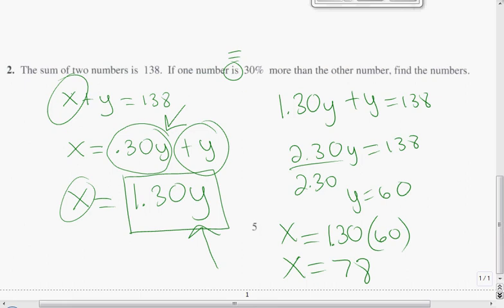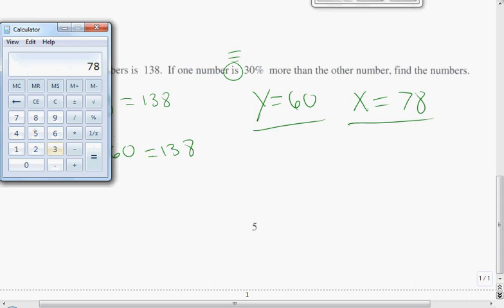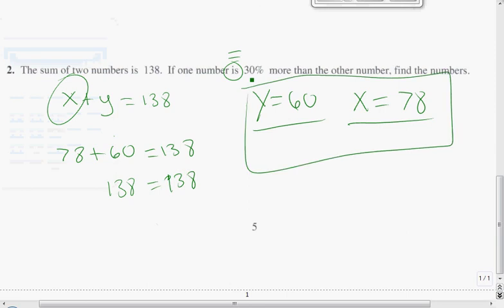Let's see if that's true. We're going to plug it into the equation to find out. Okay, so we said y is 60 and x is 78, and we're going to add them to see if we get 138. So 78 plus 60 equals 138. Let's see if that's true. Let's pull out our calculator. 78 plus 60 equals 138. That means that our answers are correct. Let's move on to the next page.